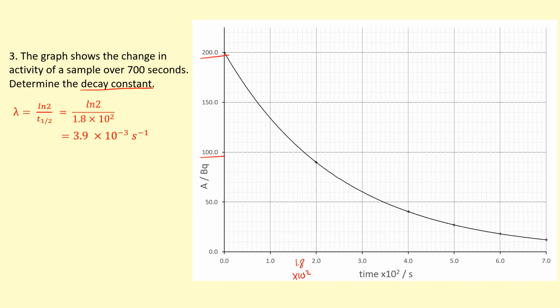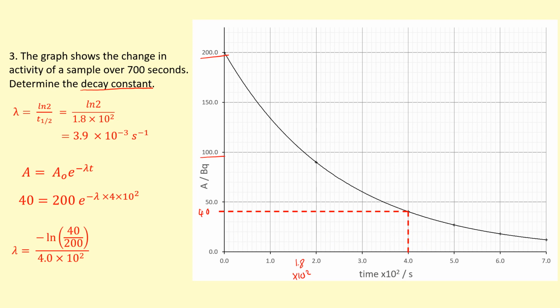Another way is to use this equation here: A equals A naught e to the minus lambda t. I can pick out any set of data, so let me pick this point here, as long as it's a suitable point. Here at 4 times 10 to the 2 seconds, we've got around 40 becquerels. The initial activity was 200. Rearranging this, dividing by 200, then taking the natural log and dividing by the time, we get a decay constant of 4.0 times 10 to the minus 3, which is roughly the same as before. The only difference is because there's going to be some error from reading from the graph.